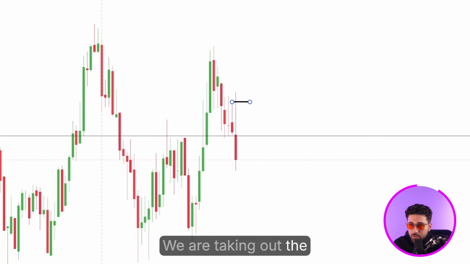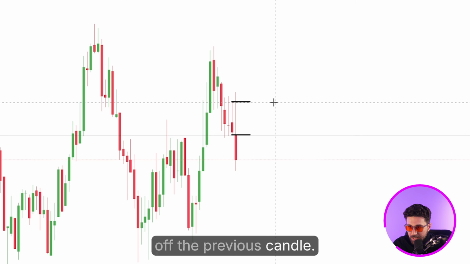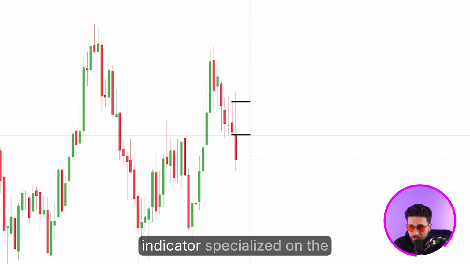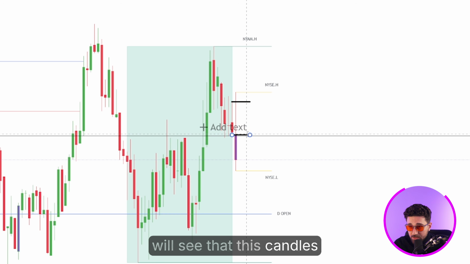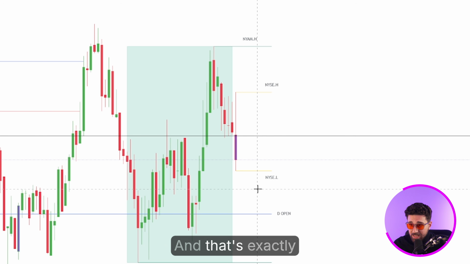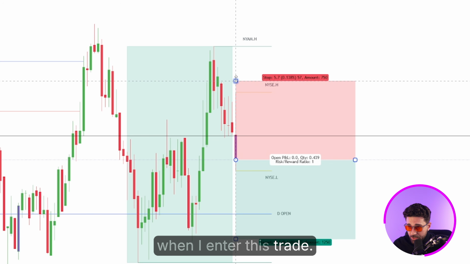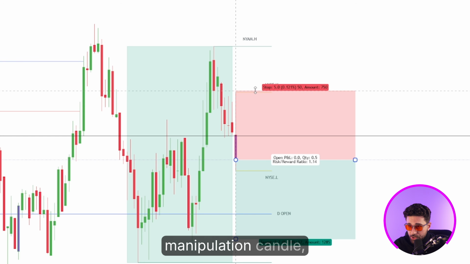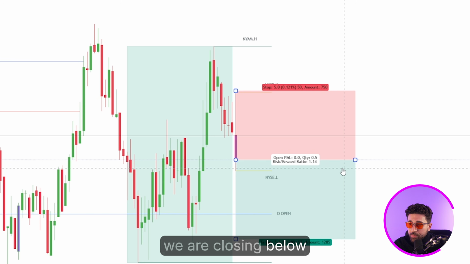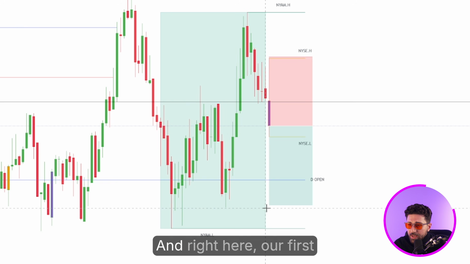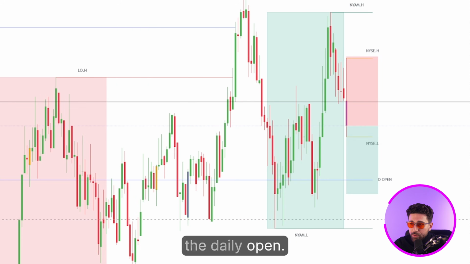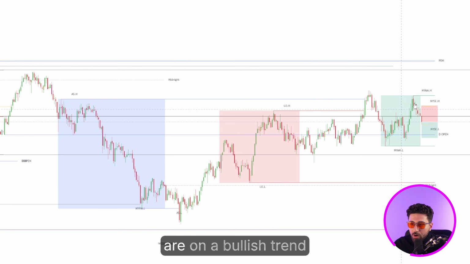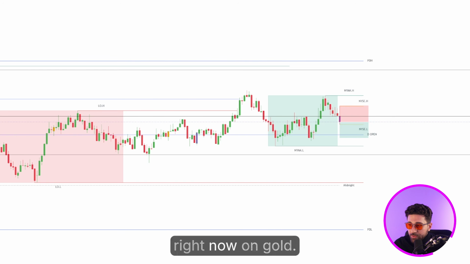We are taking out the high and then we are closing below the low of the previous candle. And when I turn on my indicator specialized on the manipulation model, you will see that this candle's color is different as well. And that's exactly when I enter this trade. After the closure of the manipulation candle, we are closing below the point of control, and right here our first target is the 1 to 1, the daily open. Why? Because we know we are on a bullish trend right now on gold.